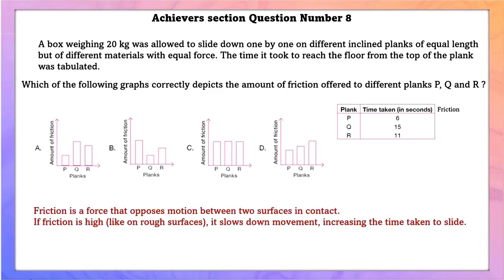Friction is a force that opposes motion between two surfaces in contact. If friction is high, like on a rough surface, it slows down movement, increasing the time taken to slide. As we can see here in the table, P has less friction, Q has more friction, and R has medium friction. If we use this information to put a graph, A option is the correct graph.